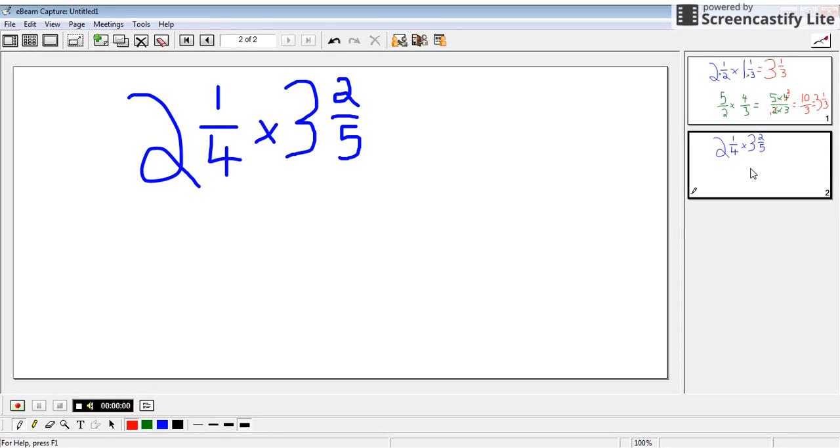All right. I'm going to leave you with this question. 2 1/4 times 3 2/5. Change them to improper fractions, multiply numerators, denominators, see if there's any numbers that play well together, reduce, come up with a number. Put your answer in the Edmodo comment section, and we will talk about it in class tomorrow.